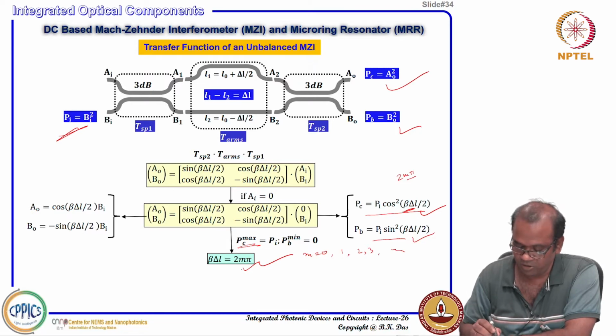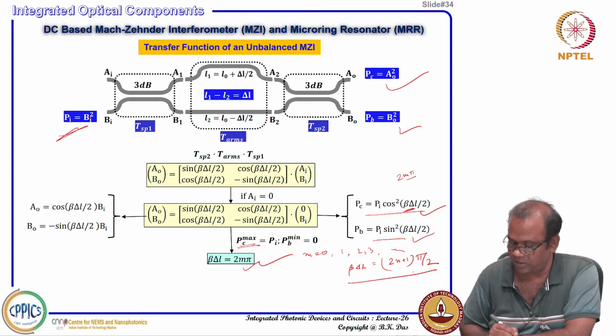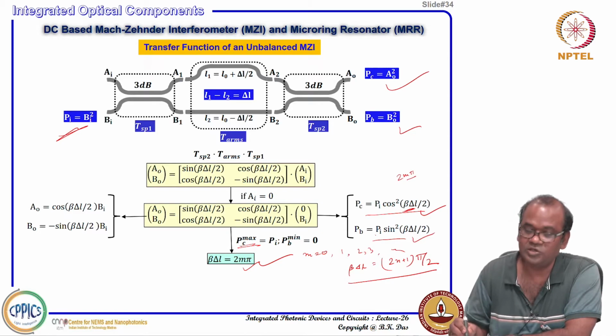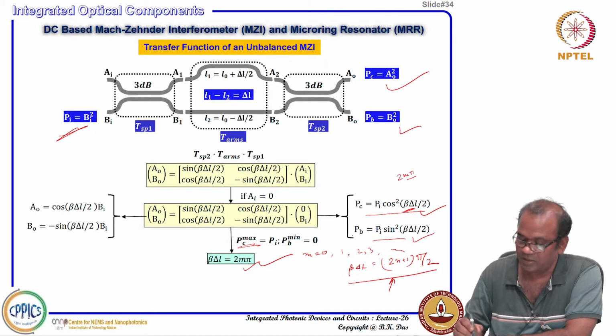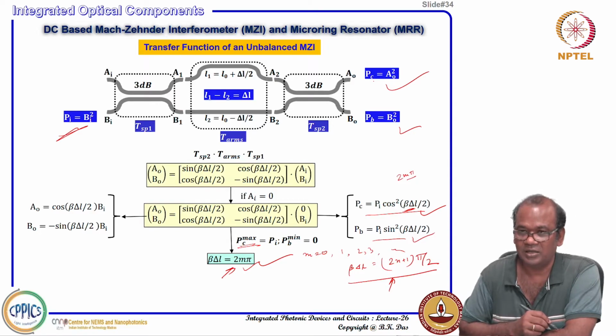If beta delta L equals, suppose, (2n plus 1) pi by 2, and this type of condition is fulfilled, then you are ensuring that power will always be in the bar port, not in the cross port. So, if you fulfill this one, then power is in the bar port. If you fulfill the other one, then you get the power at the cross port. These are the two extreme cases.